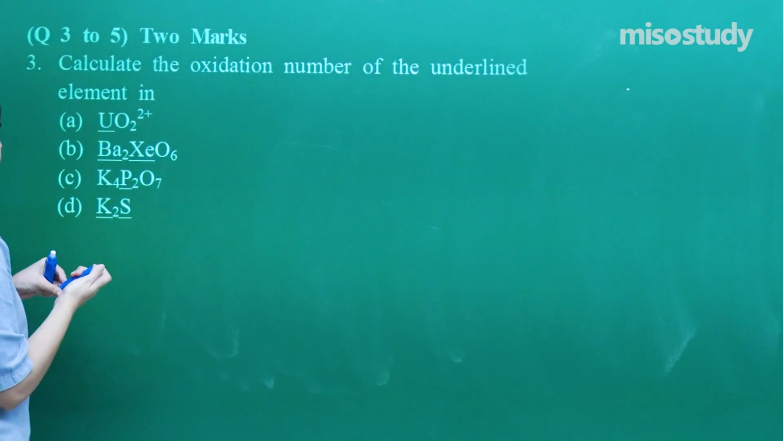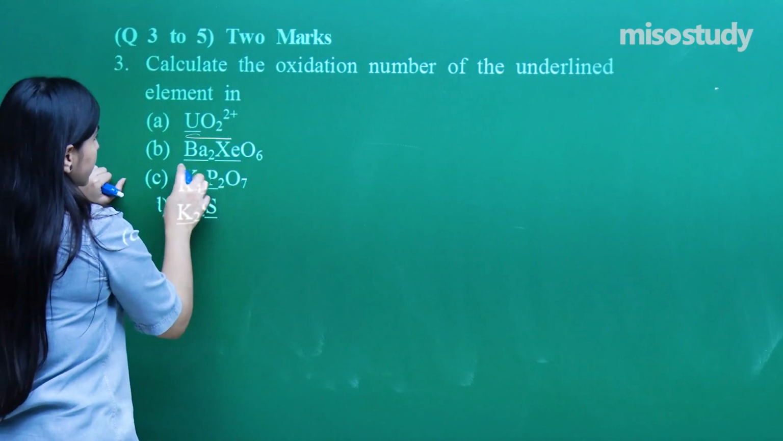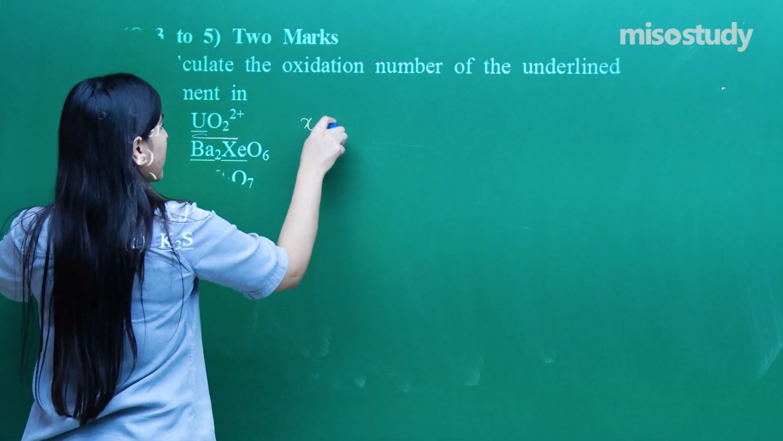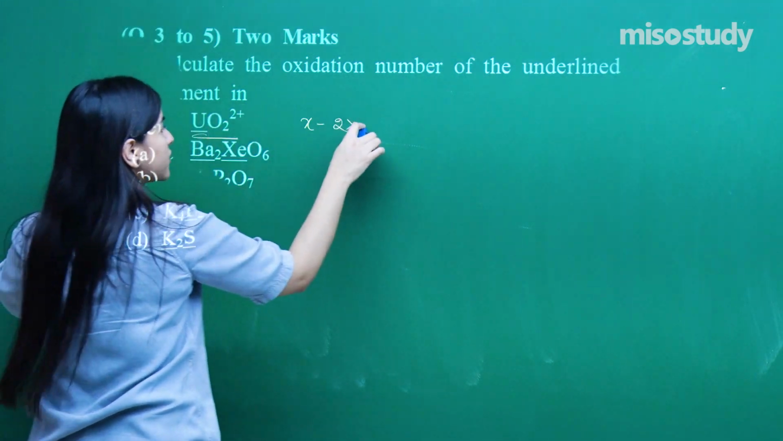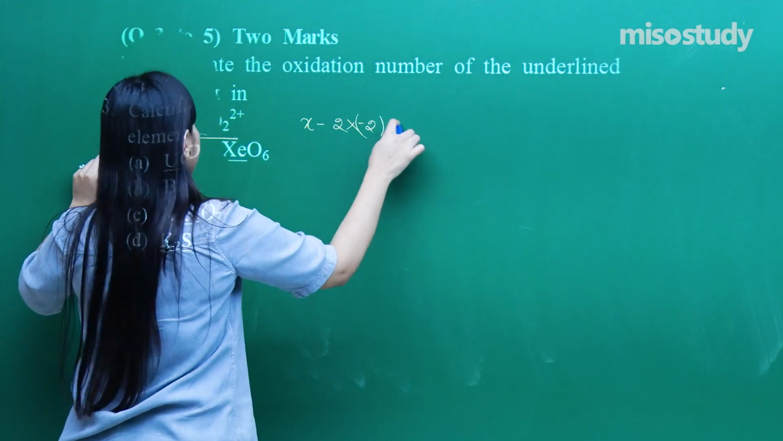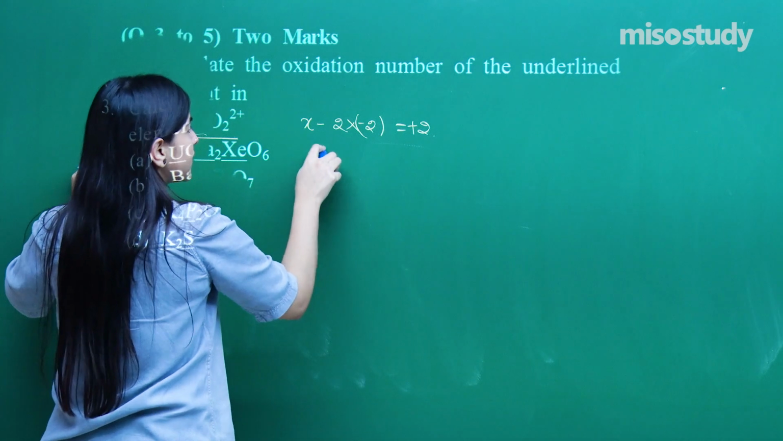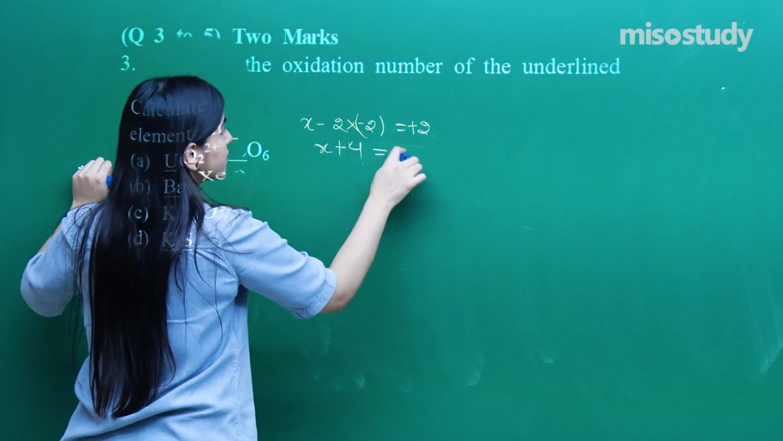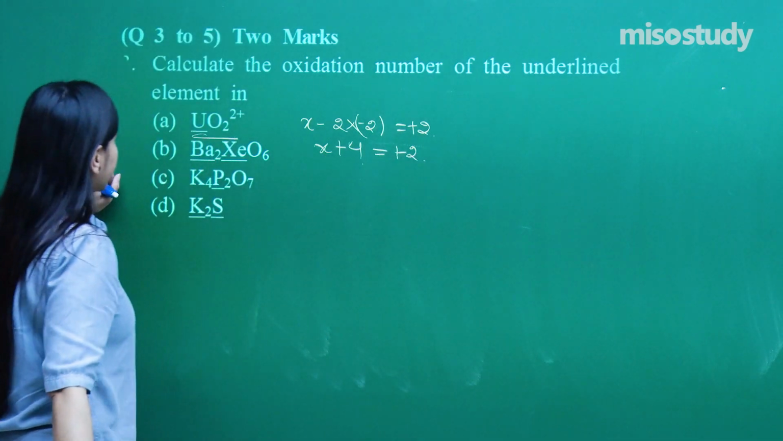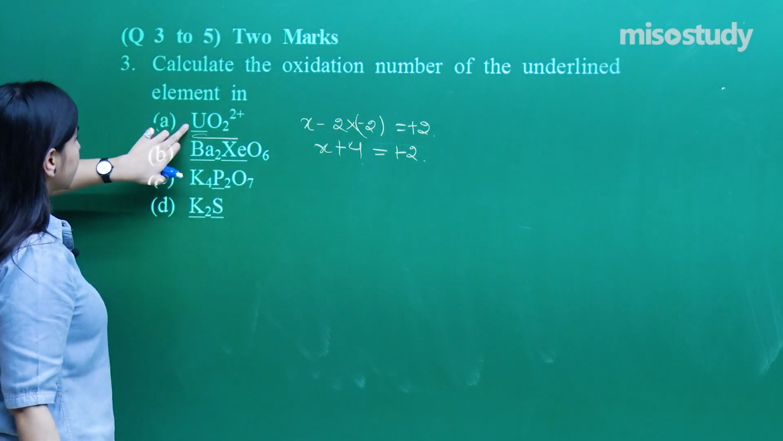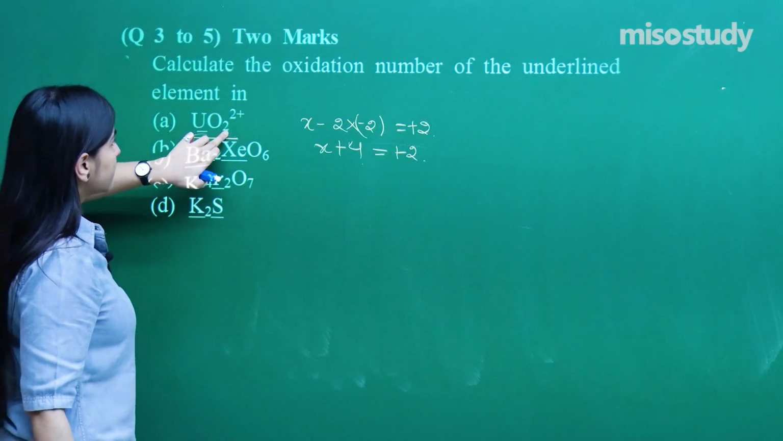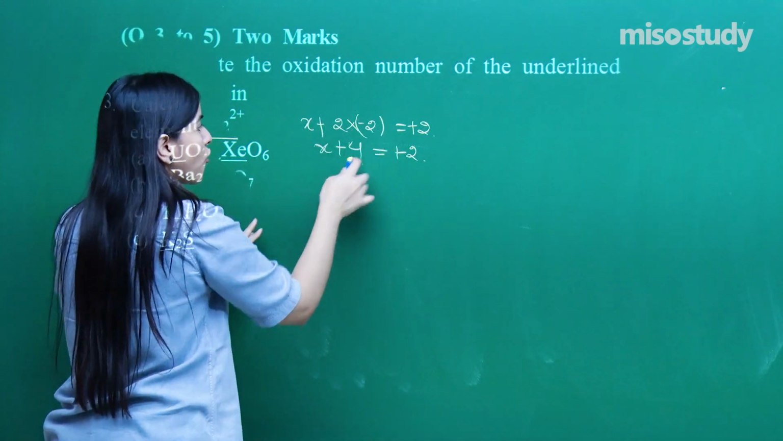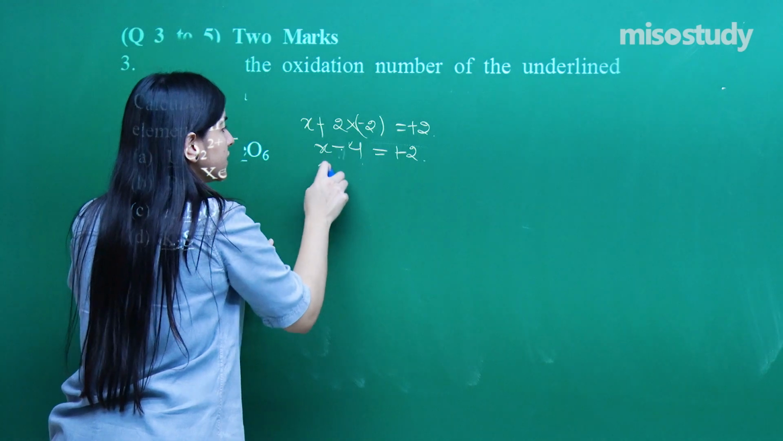Over here it is uranium. So x minus 2 into the oxide which I have is equal to plus 2. That means x minus 4 is equal to plus 2, right?